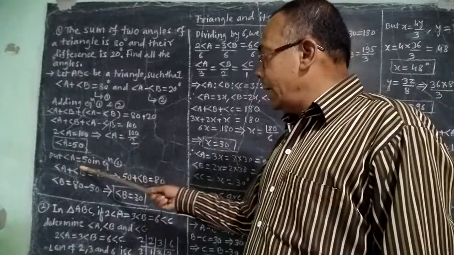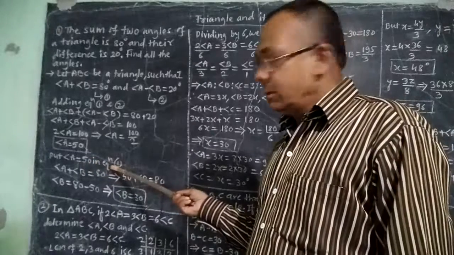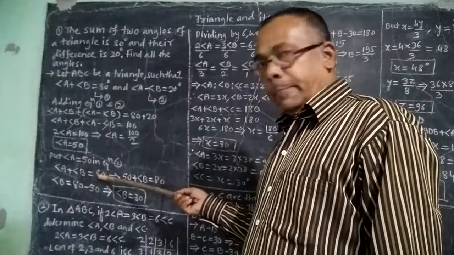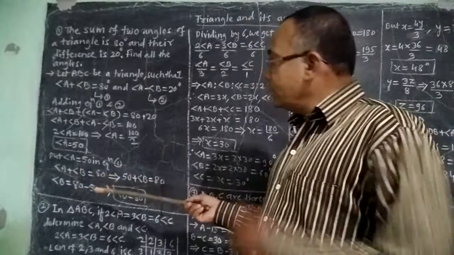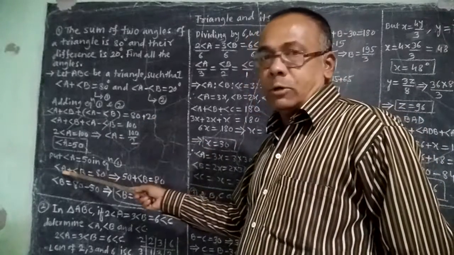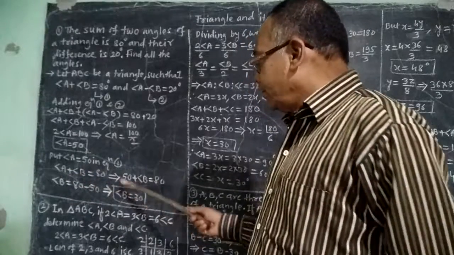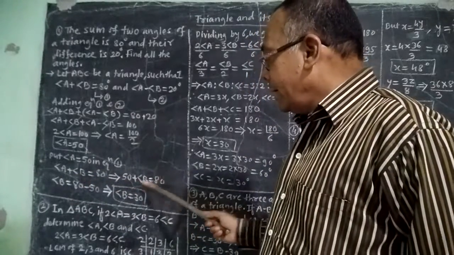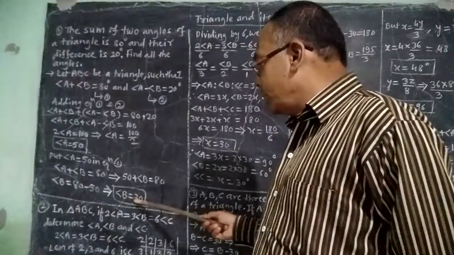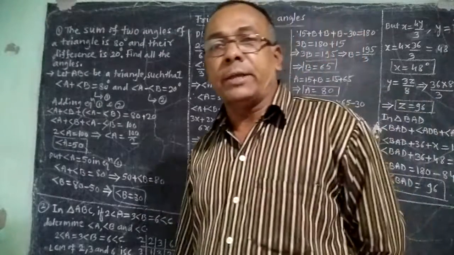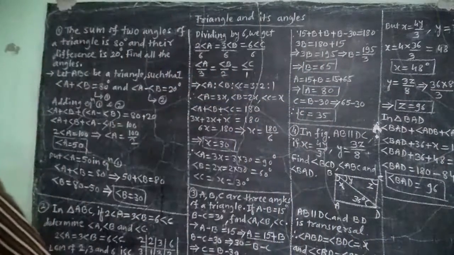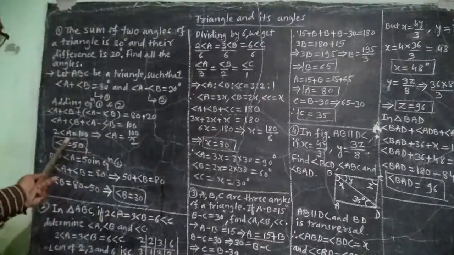Now put angle A equal to 50 in equation 1. We get angle A plus angle B is equal to 80 degrees, because our equation 1 is angle A plus angle B is equal to 80. Now substituting the value of angle A, that is 50, so 50 plus angle B is equal to 80, and therefore angle B is equal to 80 minus 50. It will be angle B is equal to 30 degrees. In this way we have found the measures of angle A and angle B.